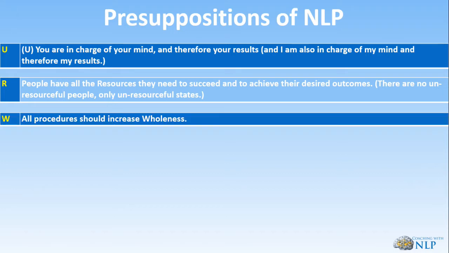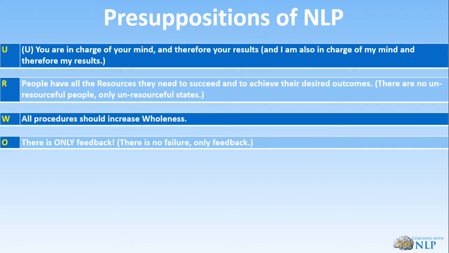W, all procedures should increase wholeness. This works on the principle that people are already so fragmented. And that's actually one of the reasons why we do parts integration in our school of NLP. See, the more parts at the unconscious level, the more chance there is for conflict. And wholeness is best. So we want to integrate the parts.